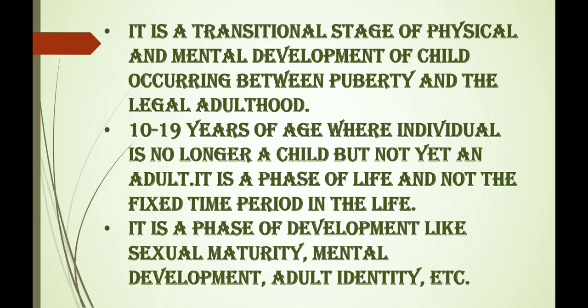10 to 19 years of age, where an individual is no longer a child but not yet an adult, is considered as adolescent. It is a phase of life and not a fixed time period in life. It is a phase of development like sexual maturity, mental development, adult identity, etc.